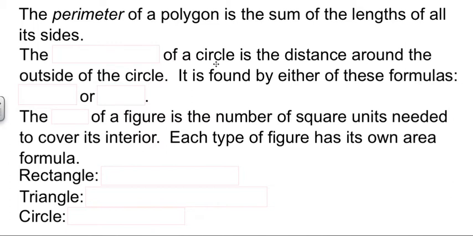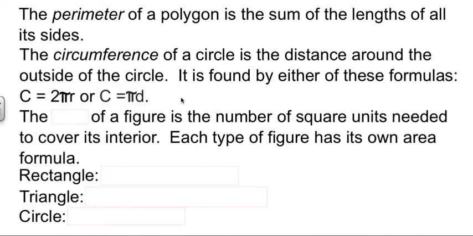Now, if we're not dealing with a polygon, we're dealing with a circle instead, then it's not called the perimeter, it's called the circumference. And there are two different formulas for circumference. You could either use 2 pi r for circumference, or you can use pi d, depending on whether you know the radius or the diameter.